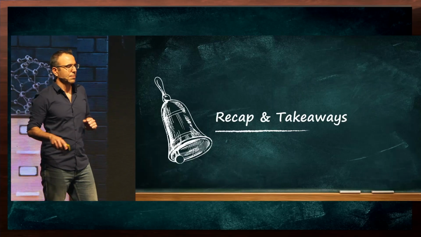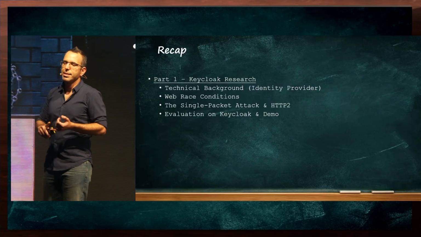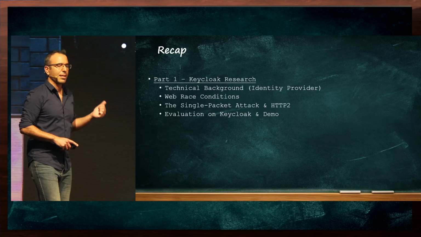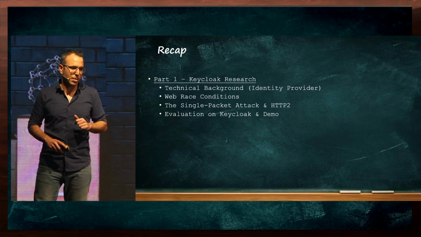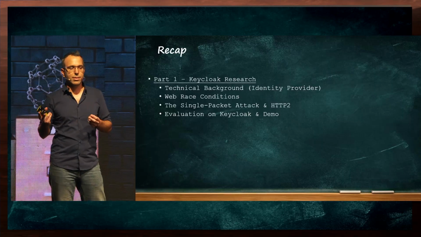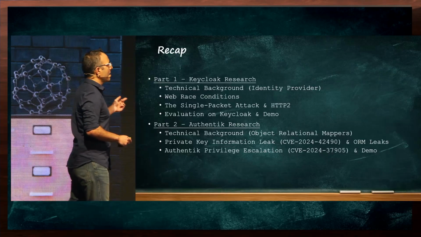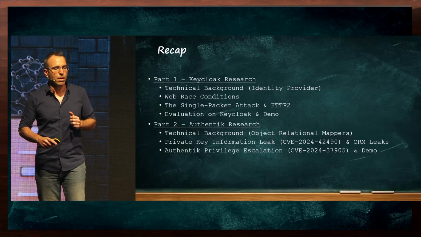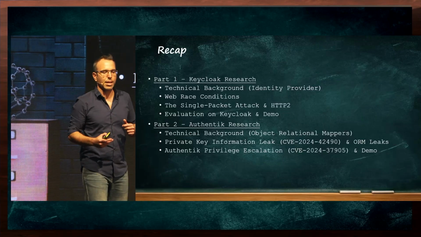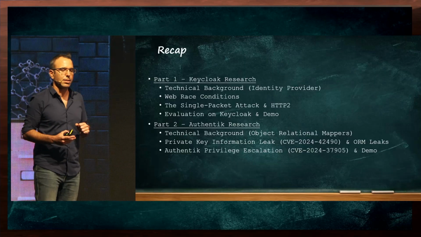Let's conclude our session. In part 1, we covered our Keycloak research. We started with the technical background, then got into web race conditions, the single packet attack, and HTTP version 2. Then we evaluated our technique on Keycloak, showed two scenarios, one which failed and one which succeeded. In the second part, we started with the technical background on object relational mappers, then got into the private key info leak and ORM leaks, and we concluded with our privilege escalation and demo.